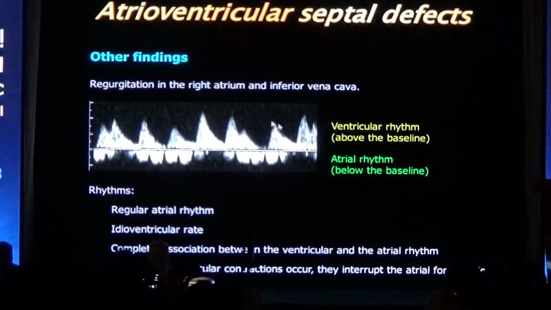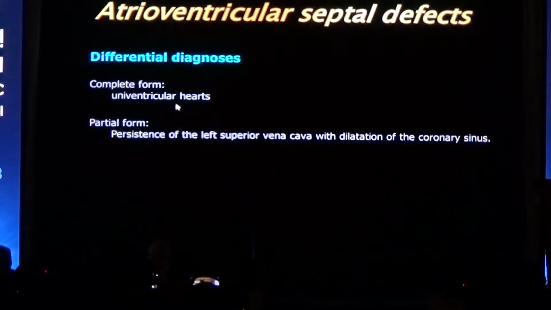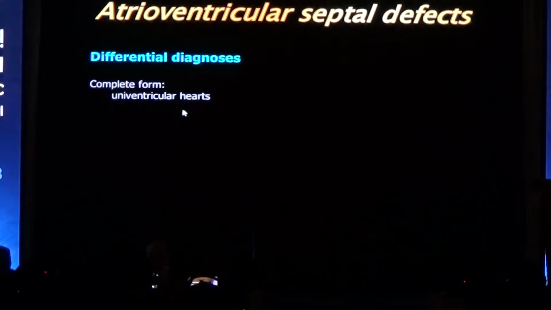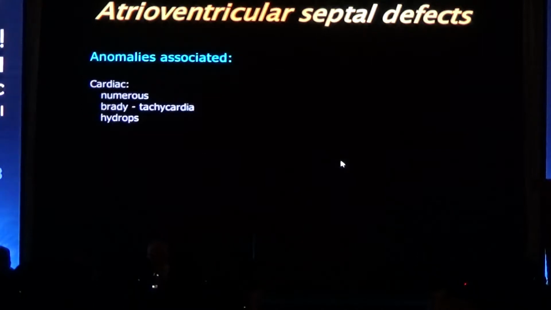So even from this simple image, you can deduce that the baby has the complete form, and therefore most likely trisomy 21. The differential diagnosis is with the univentricular heart, and the partial form. You can also think about the persistence of the left superior vena cava with dilatation of the coronary sinus. So, what are the associated anomalies?